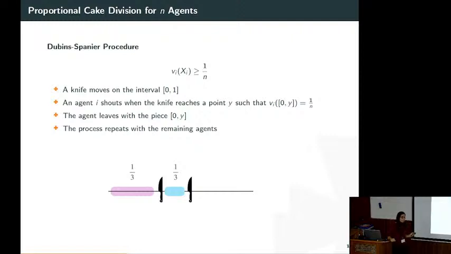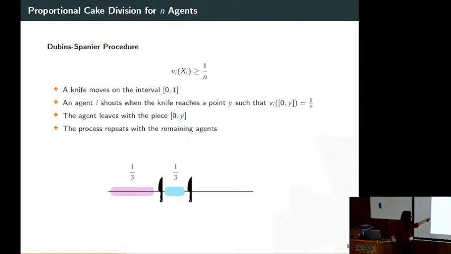So actually this is not the shout. Now the Robertson-Webb query model comes into the picture. It's not like people were sitting in a room. So how do we model it computationally? We have this oracle which will answer our queries. Can we think how many queries it will require to find a proportional division?